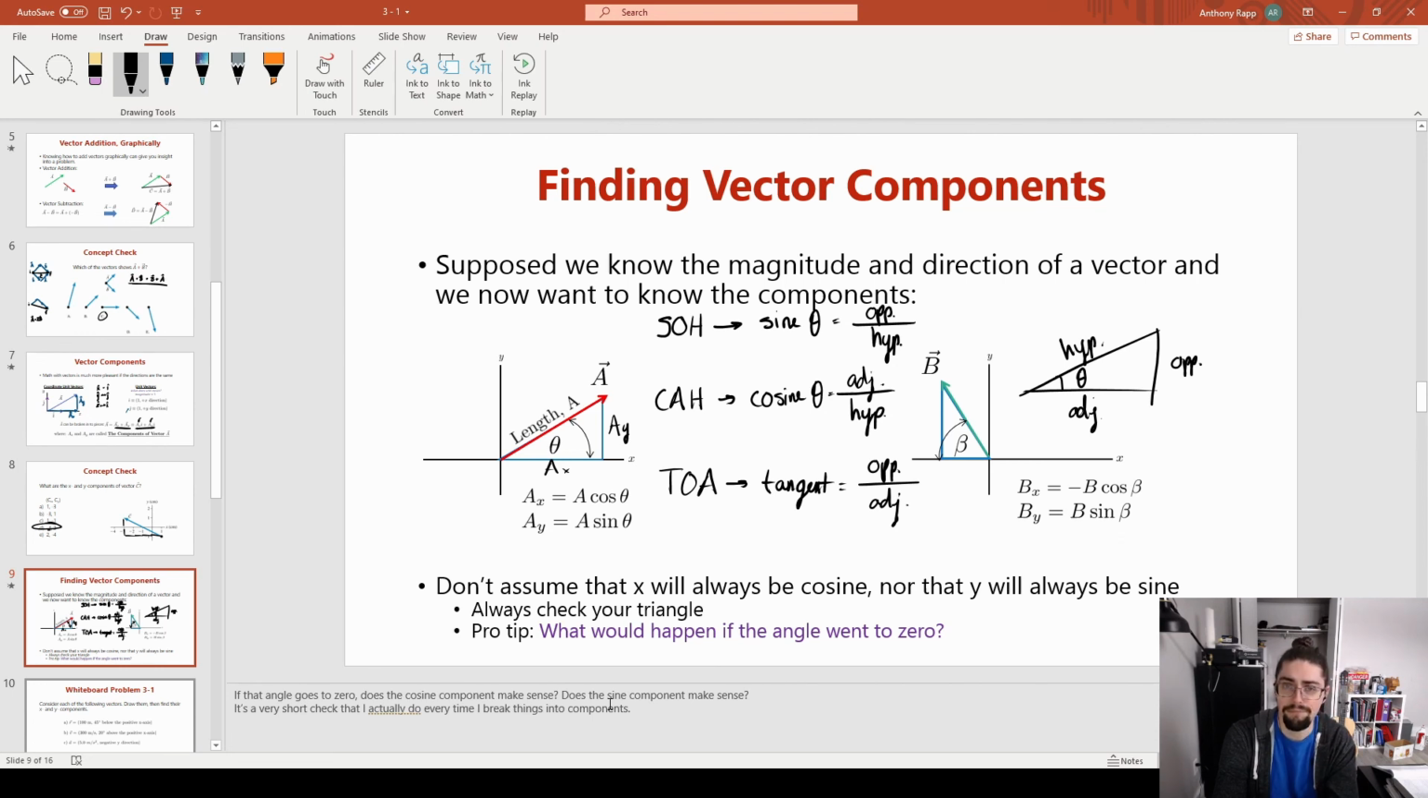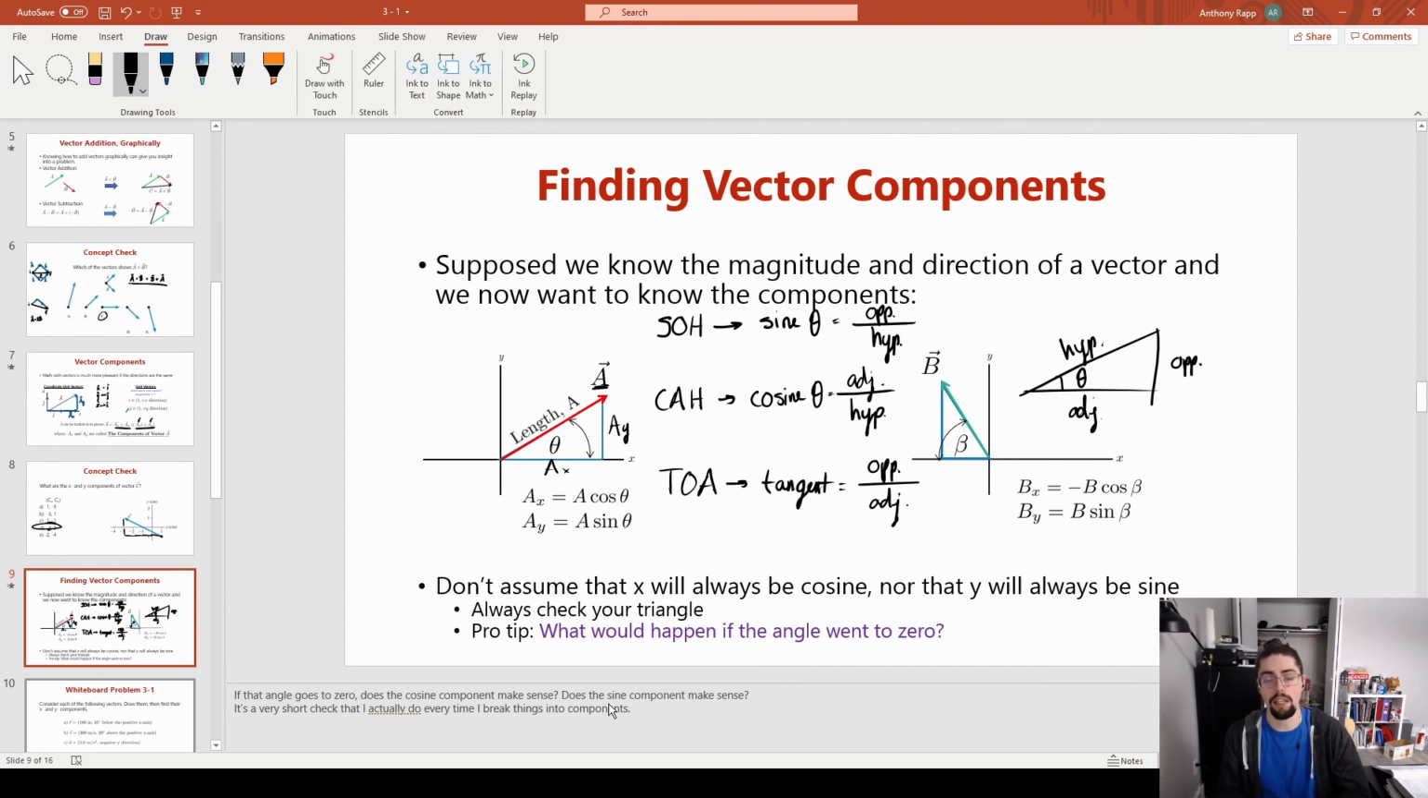For those things, imagine this vector right here, A. What if theta went to 0? If theta went to 0, then A cosine of theta is just the whole length of A, and A sine of theta would be 0. If theta went to 0, A would be pointing in the x direction. That answer makes sense. That's cohesive to me.